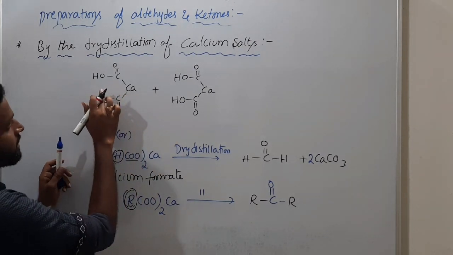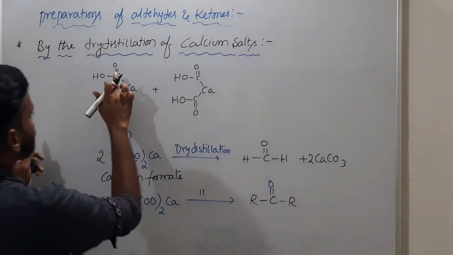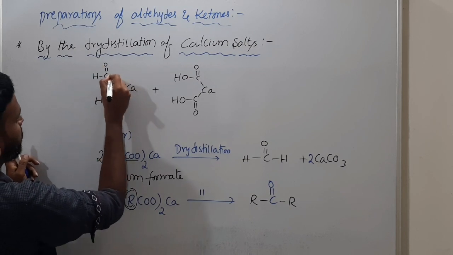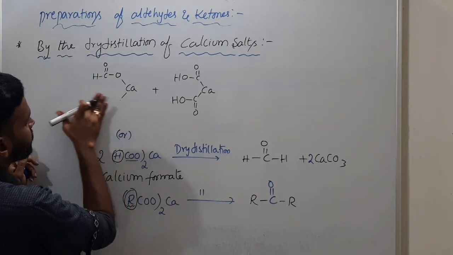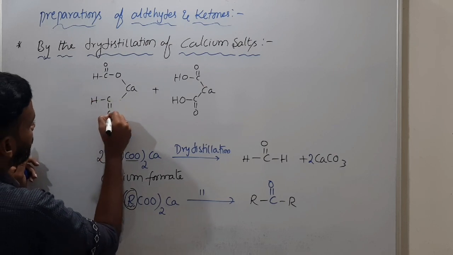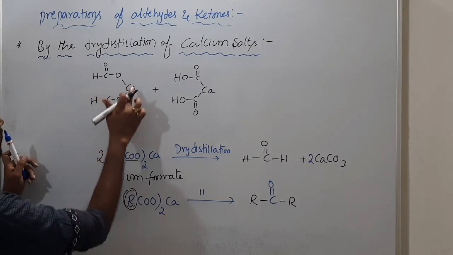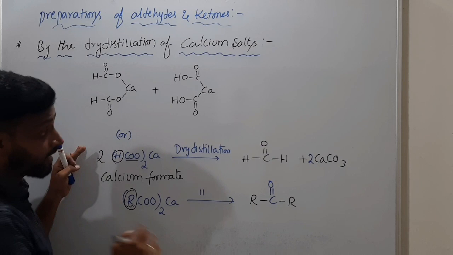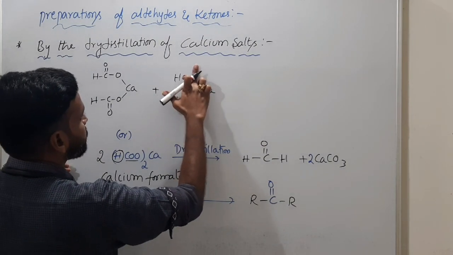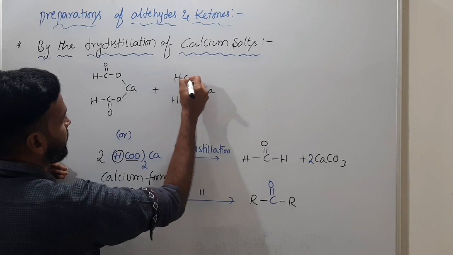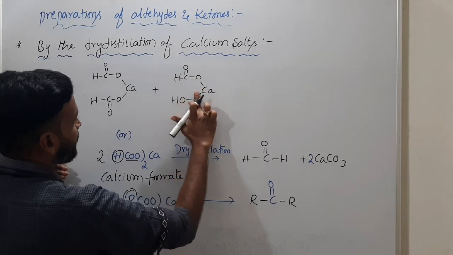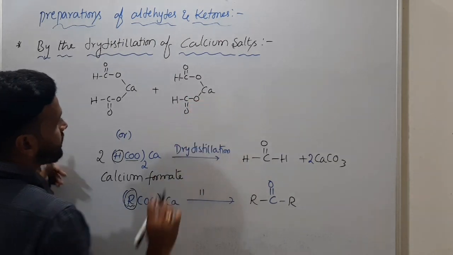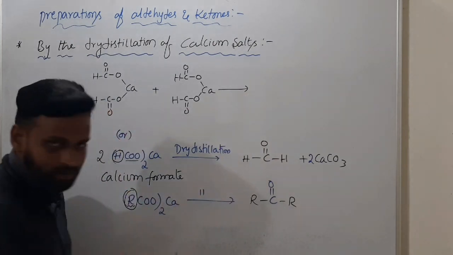So 2 moles of calcium formate when reacted, you are having like this. Sorry, I have to write it like this, H and C double bond O. Here also H and C double bond O. HCOO twice Ca, I have written here in the same manner. This is absolutely correct. And here also the same manner, H C double bond O, and here also the same story, H C double bond O like this. So remember these in this manner only.